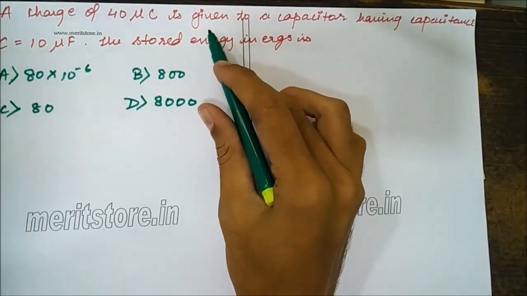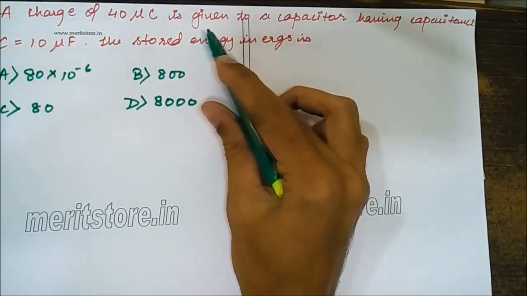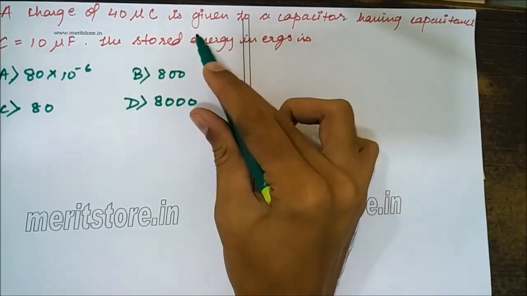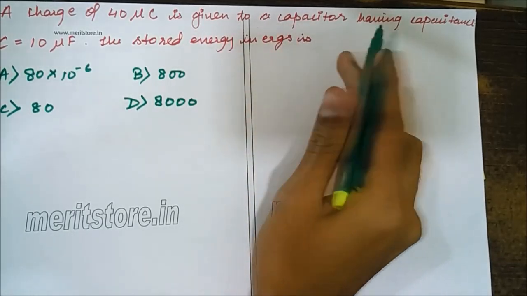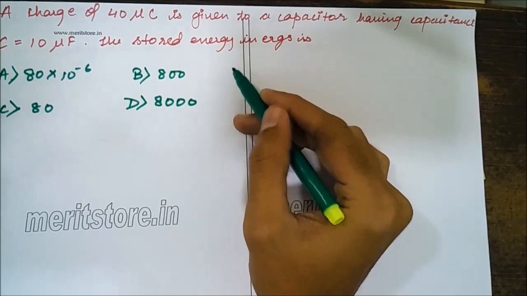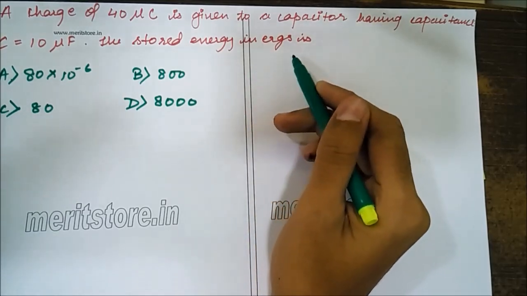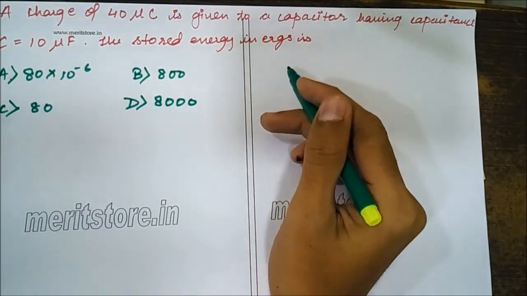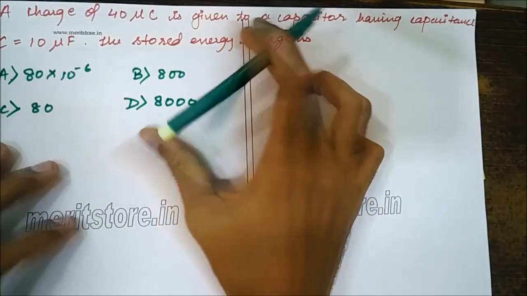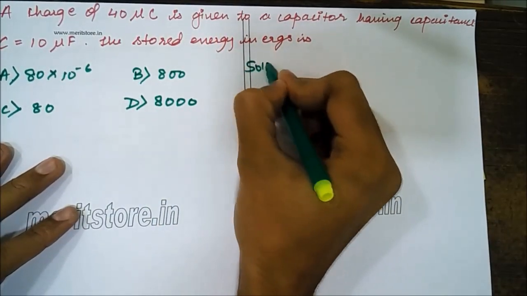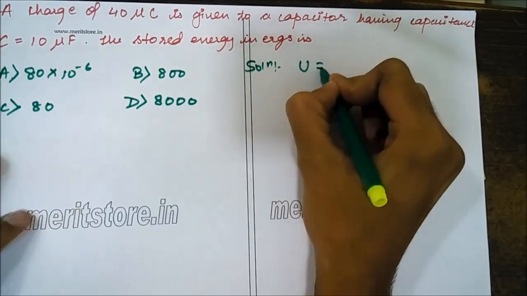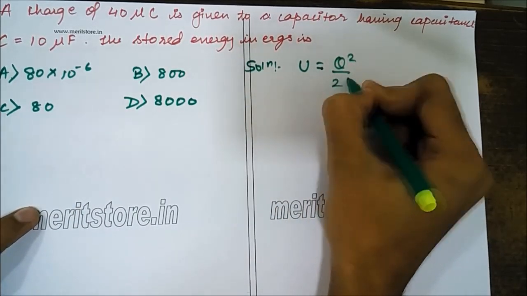A charge of 40 microcoulomb is given to a capacitor having a capacitance of C equal to 10 microfarad. The stored energy in erg is 8000? So we need to find the stored energy, that is U, which is equal to Q squared upon 2C.